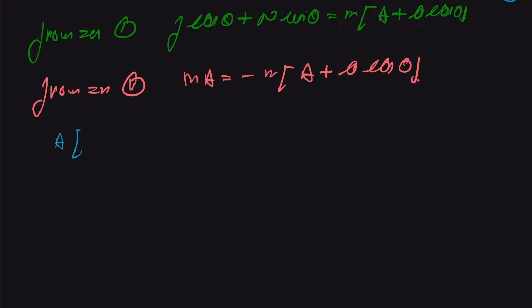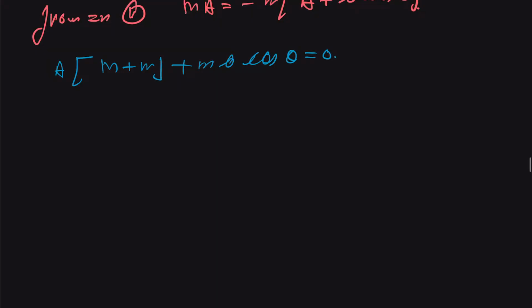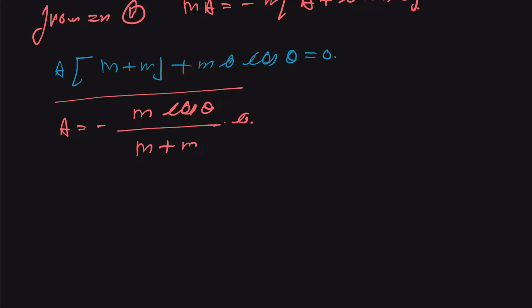So this comes as our a, and we have a capital M plus small m is equal to, or we can just plus, and we are left with our ma cos of theta is equal to 0. And from here we can write that our acceleration a is equal to minus m cos of theta, and we have this as m plus small m times a. Let us call this equation number 6.